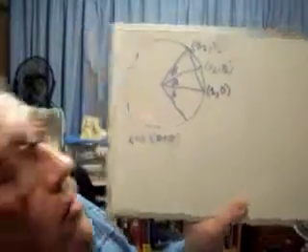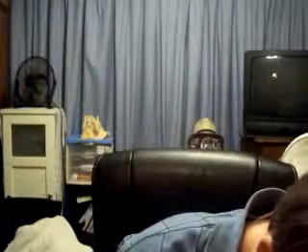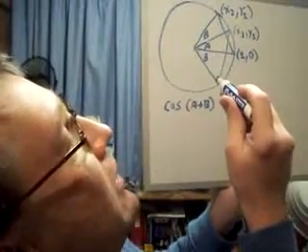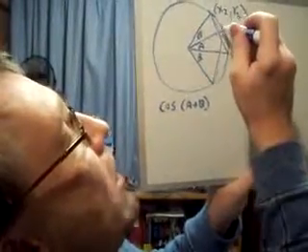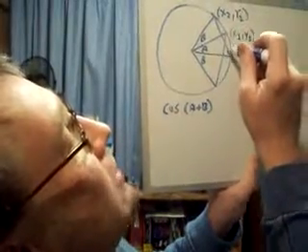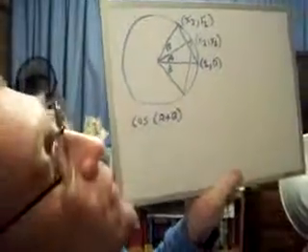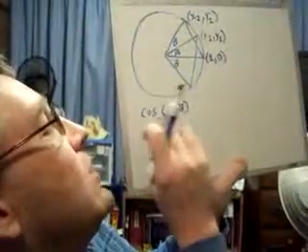Now what are we going to do? Okay, the next thing we're going to do is we're going to draw another chord. We're going to draw a chord from this point up here to this point down here. And believe it or not, this chord here is going to be the exact same length as this chord up here. Now you say, well, knowing this new information, how are we going to get the cosine of A plus B? We're going to use the distance formula. That's what we're going to do.